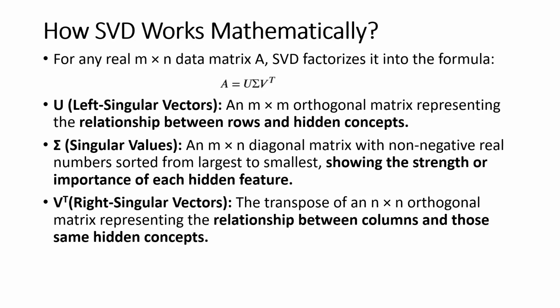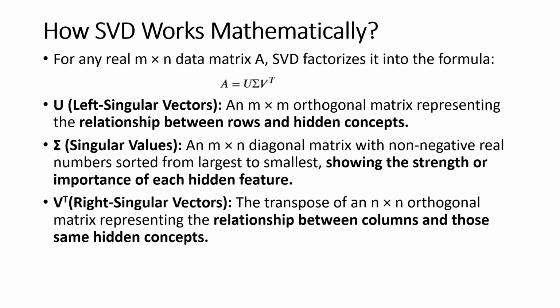And U is known as the left singular matrix. Again, it is an m by m orthogonal matrix. It represents the relationship between the rows and hidden concepts, such as how much related each row is to the hidden pattern or component that we have found. So this is singular value decomposition.